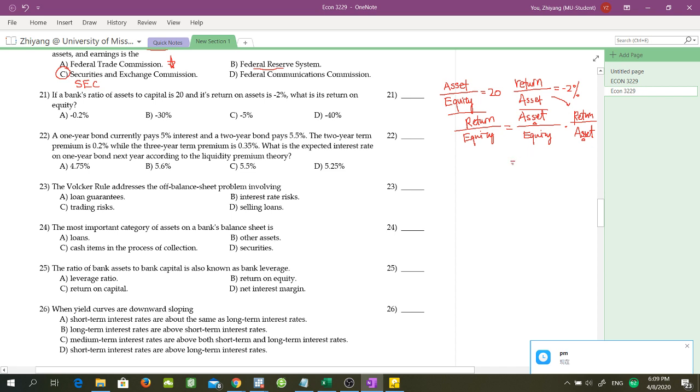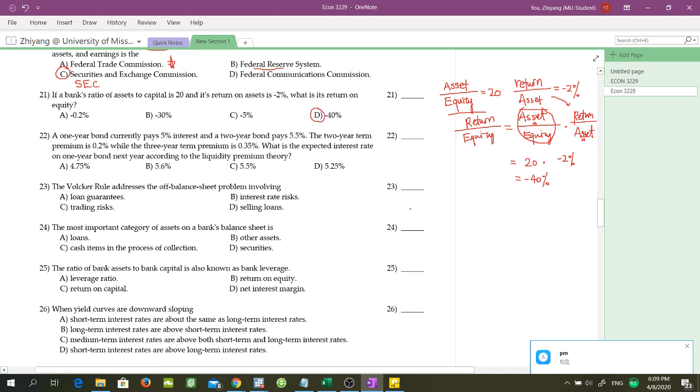And then I'm just going to plug everything in there. Asset over equity ratio is 20. You don't have to change anything about it. And return over asset is negative 2%. So for this question, it is pretty simple. You just multiply these two numbers together. That gives you negative 40%.